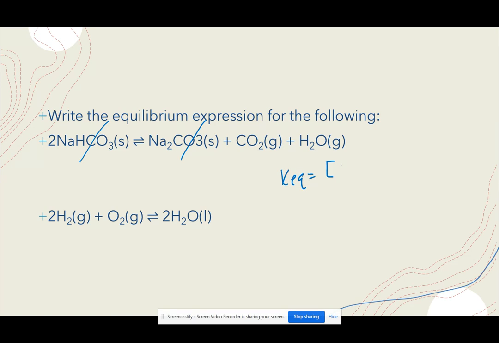KEQ is going to be CO2 concentration times H2O concentration, and that's going to be it, because it's products over reactants, but I don't have any reactants that I'm including in this equilibrium expression.